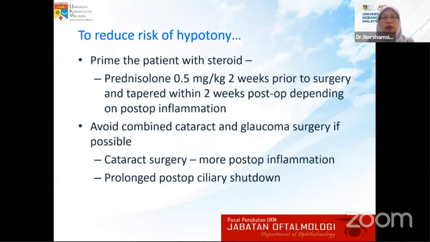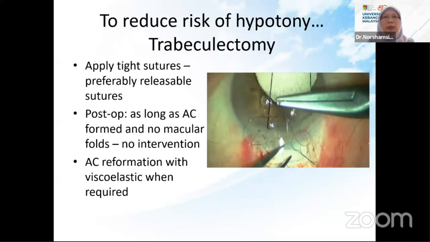To reduce the risk of hypotony post-op, one must really prime the patient properly. Normally, we prime the patients with prednisolone 0.5 milligram per kilo for 2 weeks prior to surgery, and this is tapered within 2 weeks post-operatively, depending on post-op inflammation. We do avoid combined cataract and glaucoma surgery if ever possible. Also use tight sutures if you do a trabeculectomy, preferably releasable sutures. AC reformation is only indicated when the AC is flat.